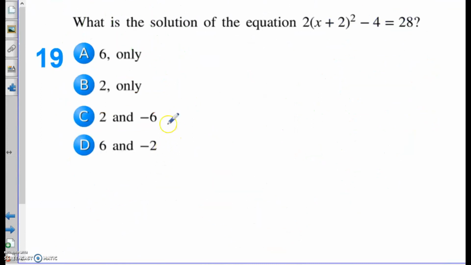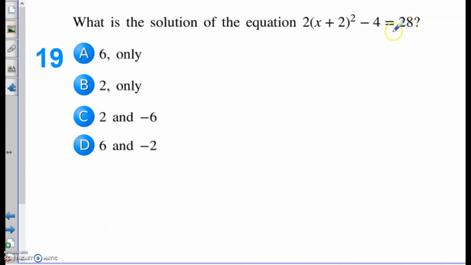Let's try to get one more in here, maybe. So number 19. And you see this towards the end of the multiple choice. They do tend to go kind of easy to hard with some exceptions, but the last four, five or six questions of the multiple choice can be very challenging. So what is the solution of the equation here?